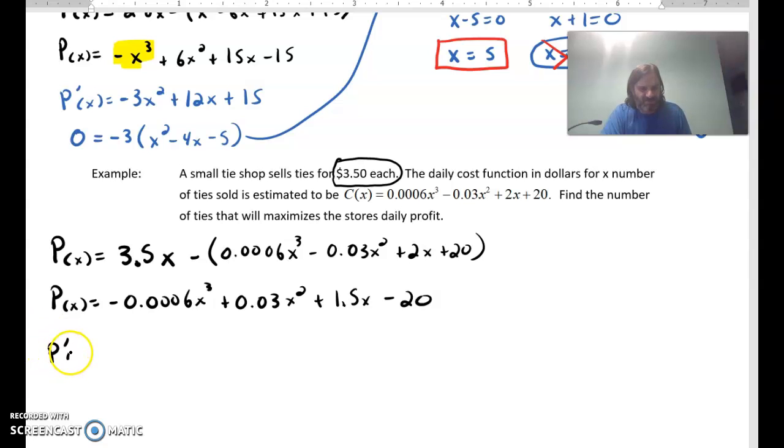So the derivative, p prime, will be negative 0.0018x squared plus 0.06x plus 1.5, and we're going to set that equal to 0.